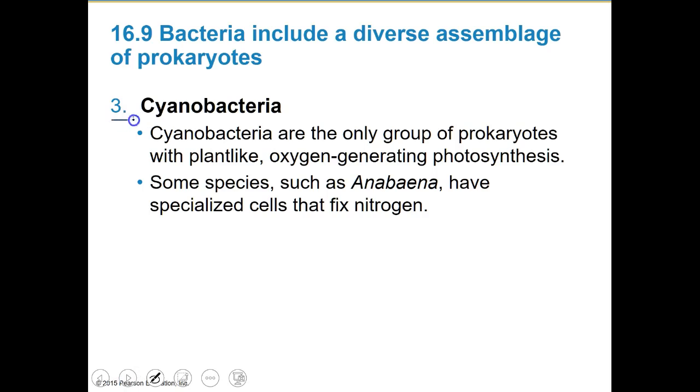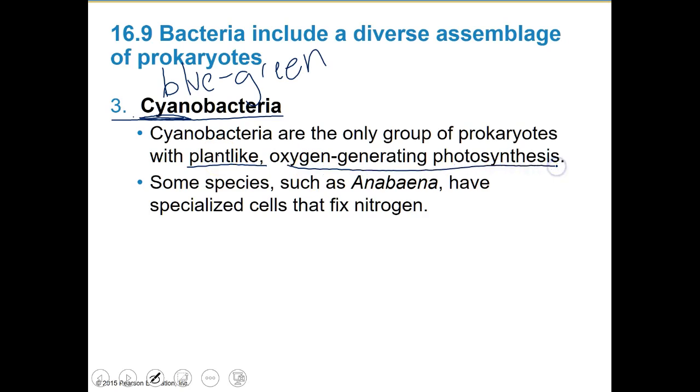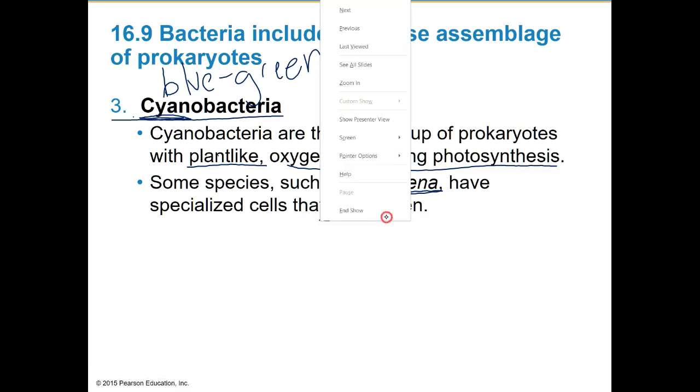The third group is Cyanobacteria. Cyanobacteria are a group of prokaryotes that are plant-like. I always think of a particular color on the computer that they used to call cyan, a bluish color, kind of like a blue-green. So that's how I remember it. It's blue-green bacteria, and what's got a green color? Plants. So these guys are going to be photosynthetic. They have a particular species called Anabaena, and they're able to fix nitrogen.